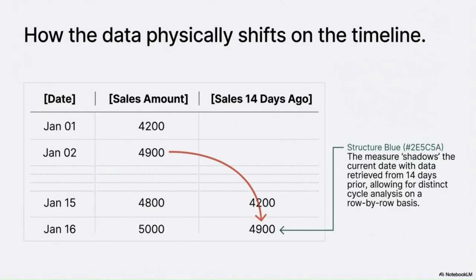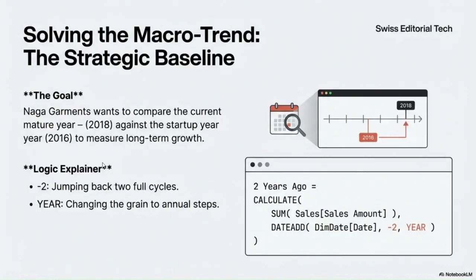Behind the scenes, Power BI shifts the date context row by row. For example, January 15 pulls data from Jan 1, that's 14 days ago, and January 16 pulls the data from Jan 2. This allows precise comparison without writing complex logic. It's extremely powerful for operational dashboards and trend tracking.